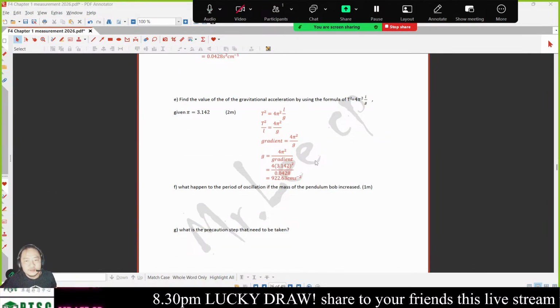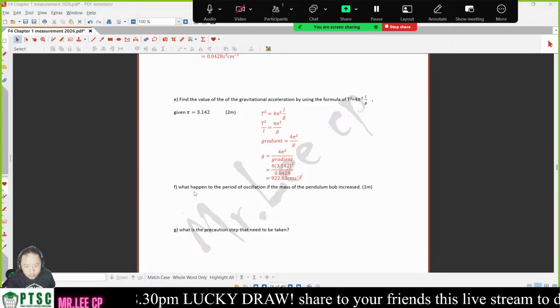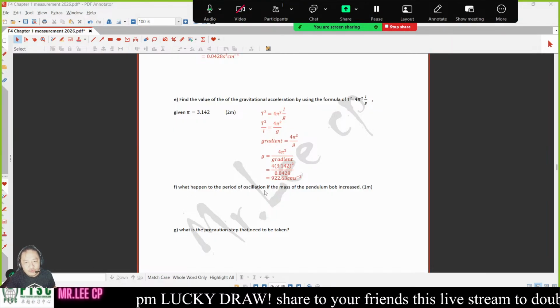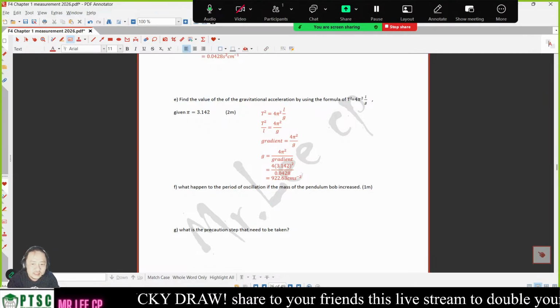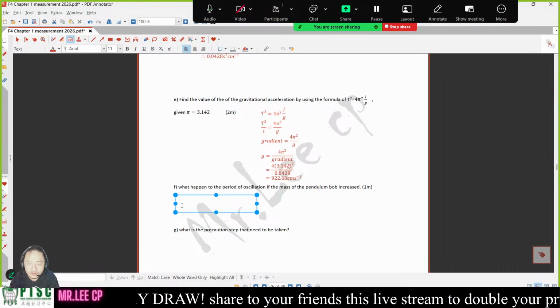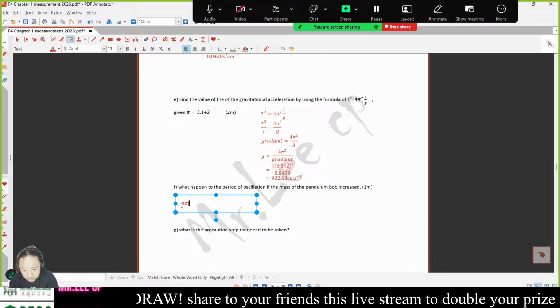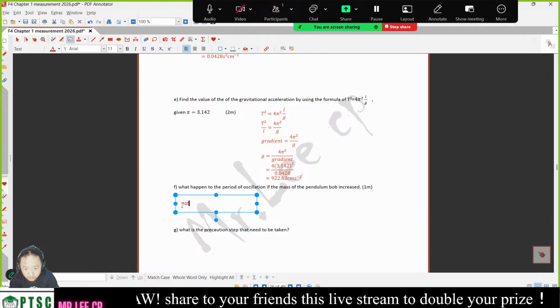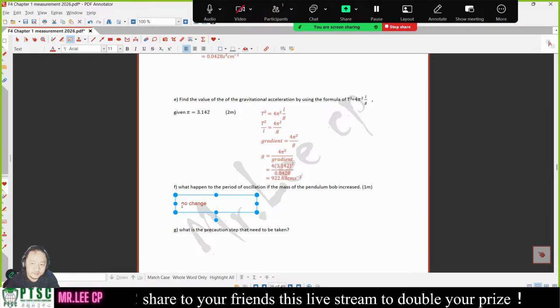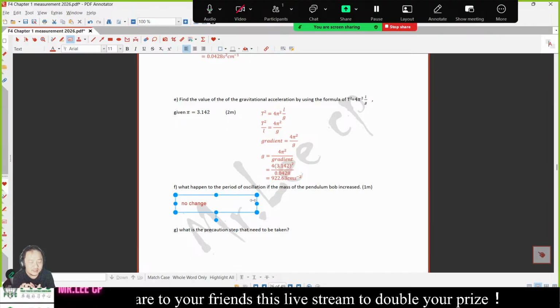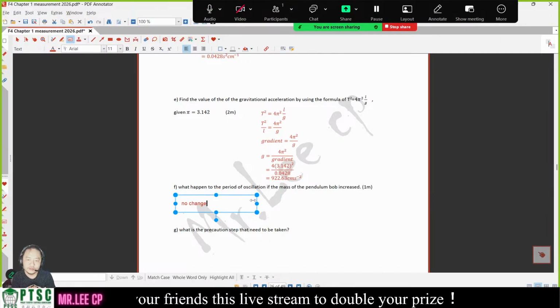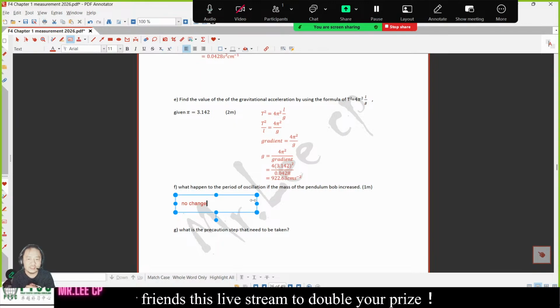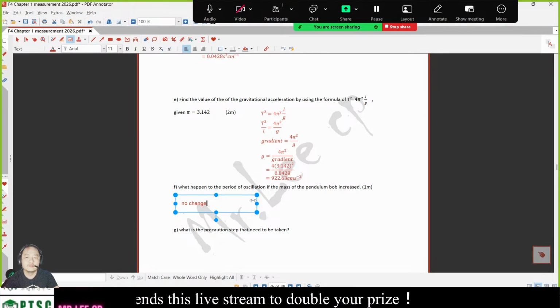Now, next question. What happened to the period of oscillation if the mass of the bulb increase? So answer is no change. If you increase the mass, become 10, become 20, become 30 gram, no change. Right? So this is constant variable, no change.